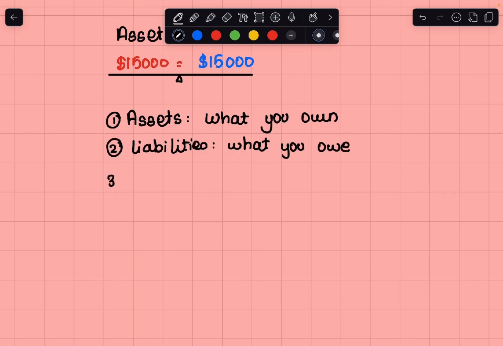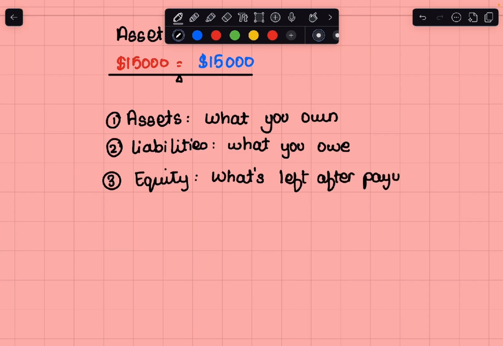And then comes the last one, which is your equity. Equity is what's yours after paying off debt, what's left actually for you to take back home. And the formula always keeps them in check, because at the end of the day, accounting is all about balancing your things out, balancing the money out.